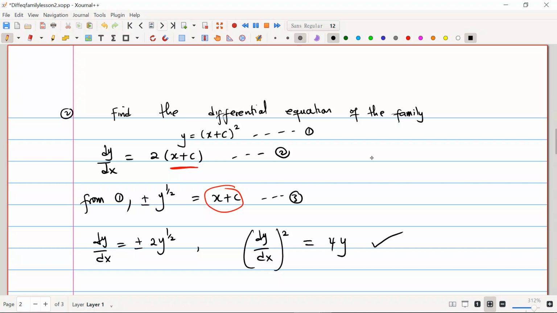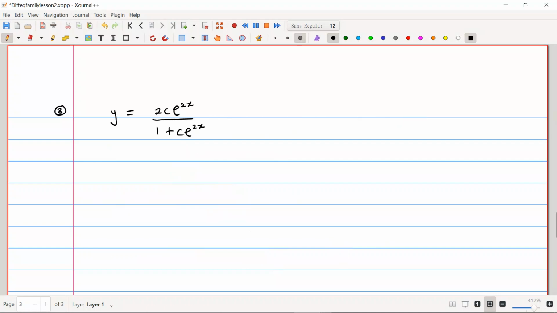Let's go to the next and last one. So we have this again. This is also a given family, and we want to find a differential equation that has this as a family of curves. Okay, if you look at this very carefully, the constant that we have here is one constant, which is c. So again, we expect to have a first order differential equation.